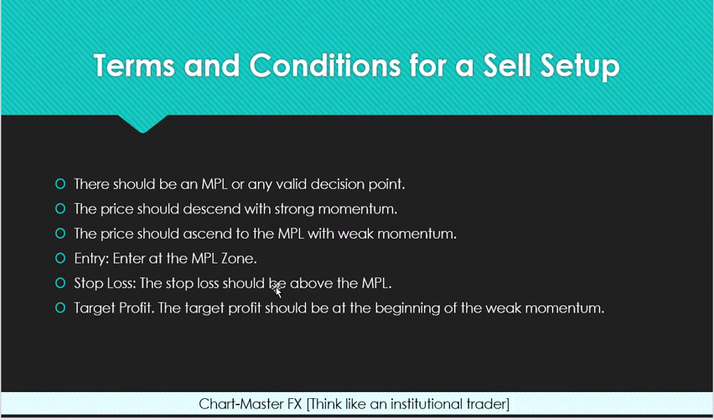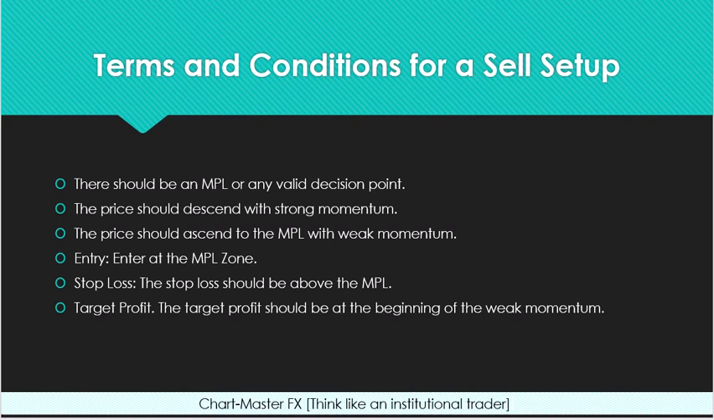When we are considering a sale setup, as I have said before, these anatomies work for both sell and buy setups. You will see when I present my examples, I'm going to look for a buy and also a sell setup, so that you can be familiar with all the setups. There should be an MPL or any valid decision point in order for you to consider it a valid momentum shift. Once you have an MPL or a valid decision point, on that zone is where the price drops down if it is a sell setup.